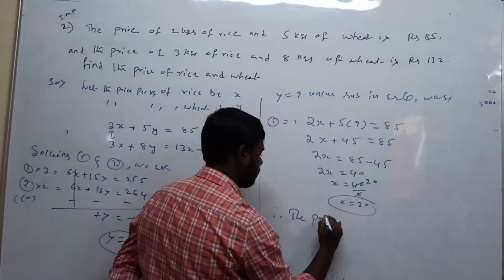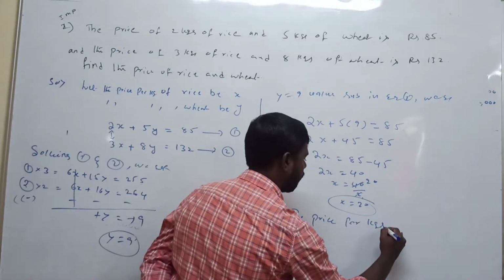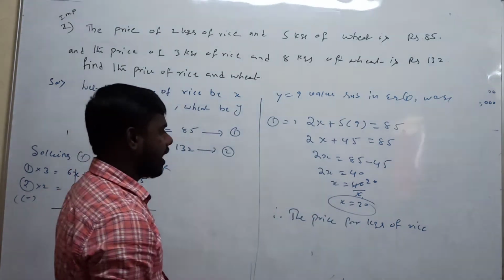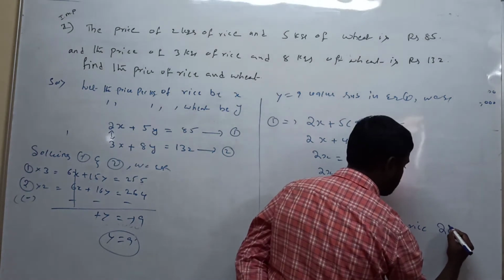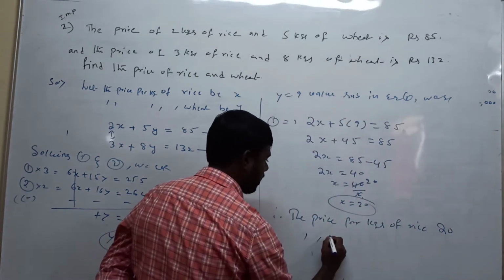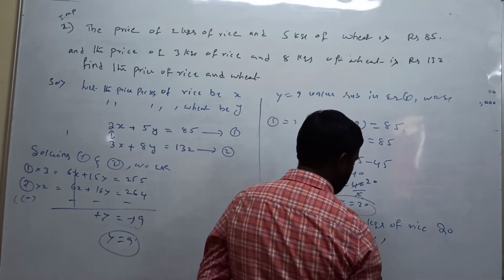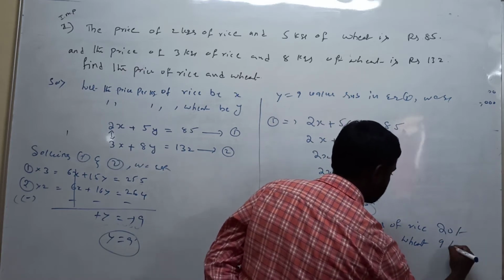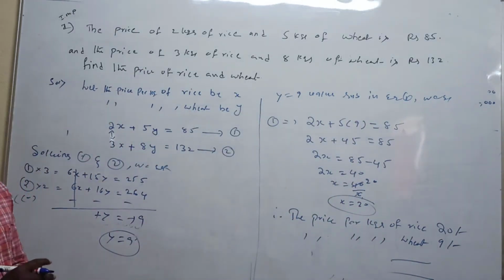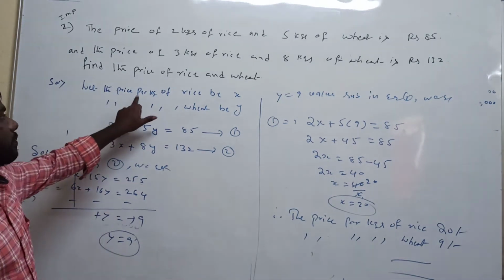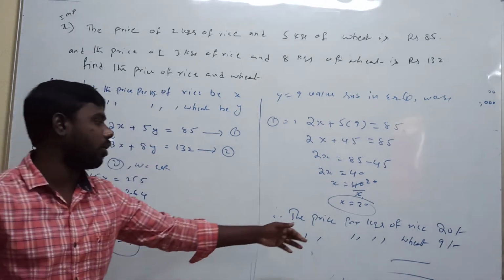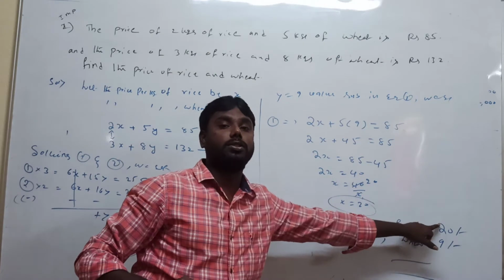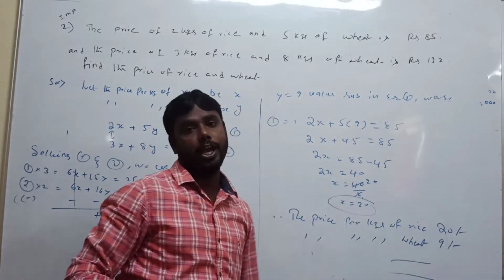Therefore the price per kg of rice, what is x we are assuming? The price for 1 kg of rice, x, is nothing but 20 rupees. Now 1 kg of rice costs 20 rupees. Same like the price for 1 kg of wheat, y, is 9 rupees. So that is the final answer. The price for 1 kg of rice is 20 rupees, and the price for 1 kg of wheat is 9 rupees.